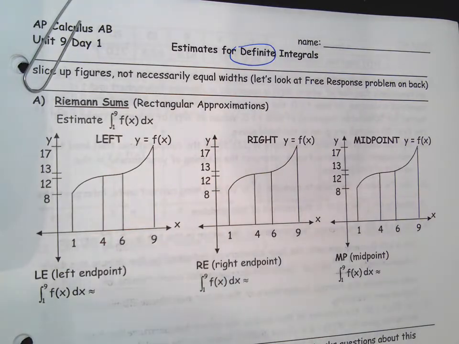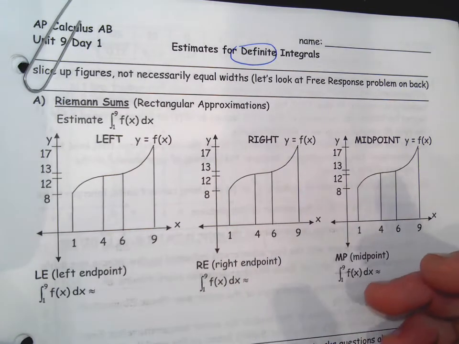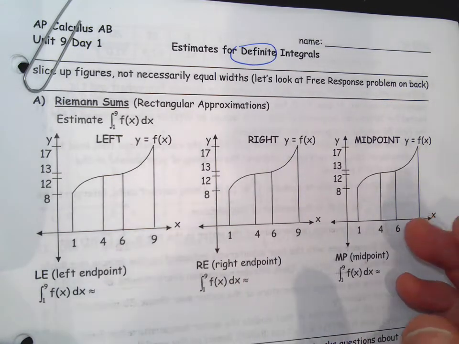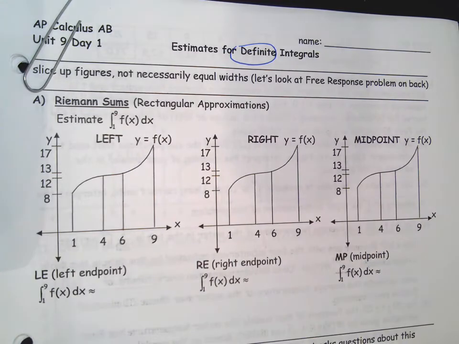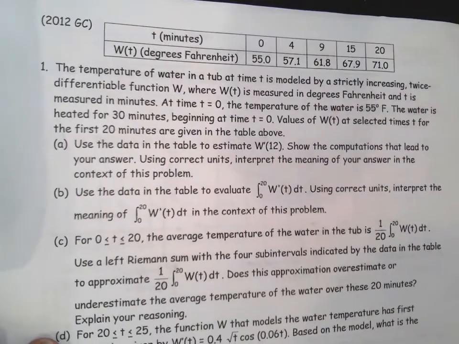And I mentioned this a little bit at the beginning of last unit, but we didn't really do anything else with it. So when we slice things up, a lot of times they're going to be equal widths, but not all the time. And we could take a quick look at this problem on the back that we're going to do. And this is a free response problem.